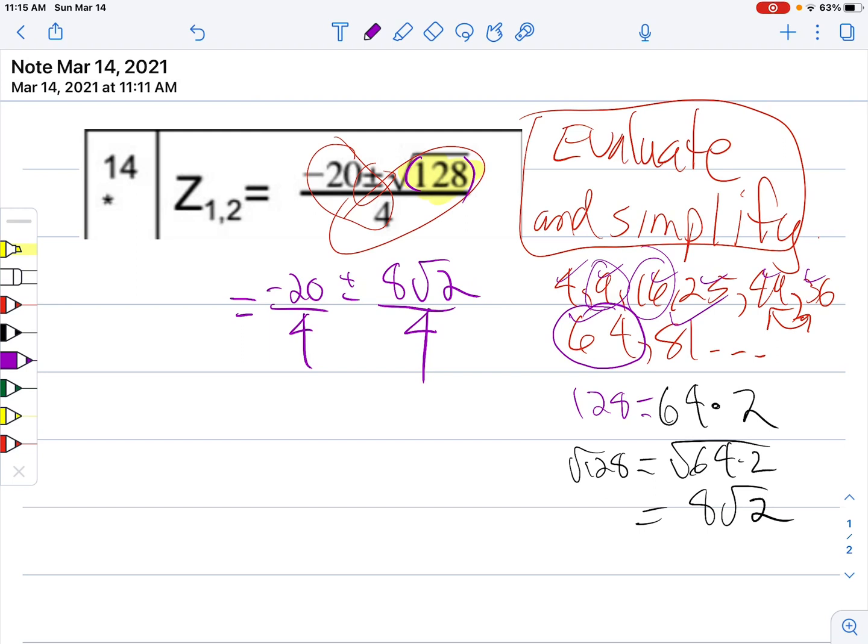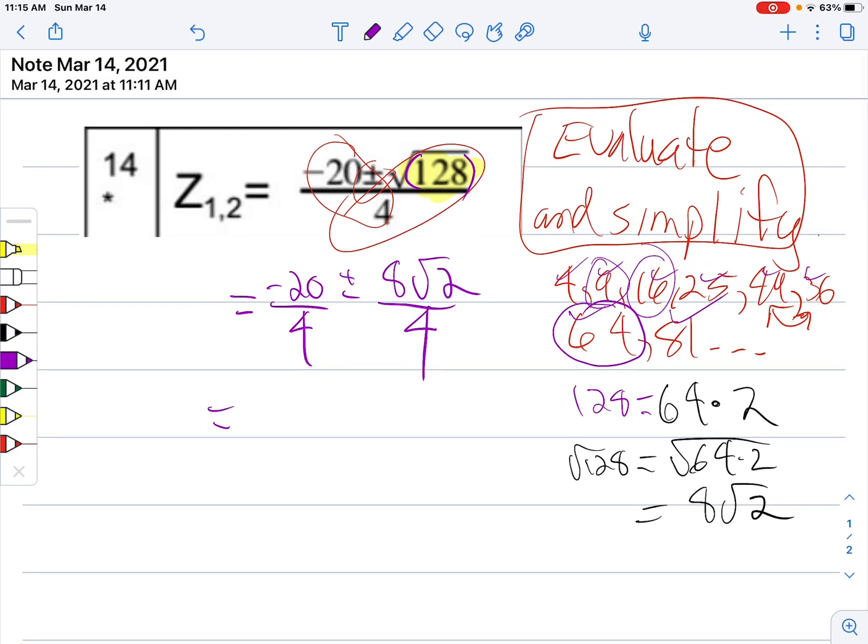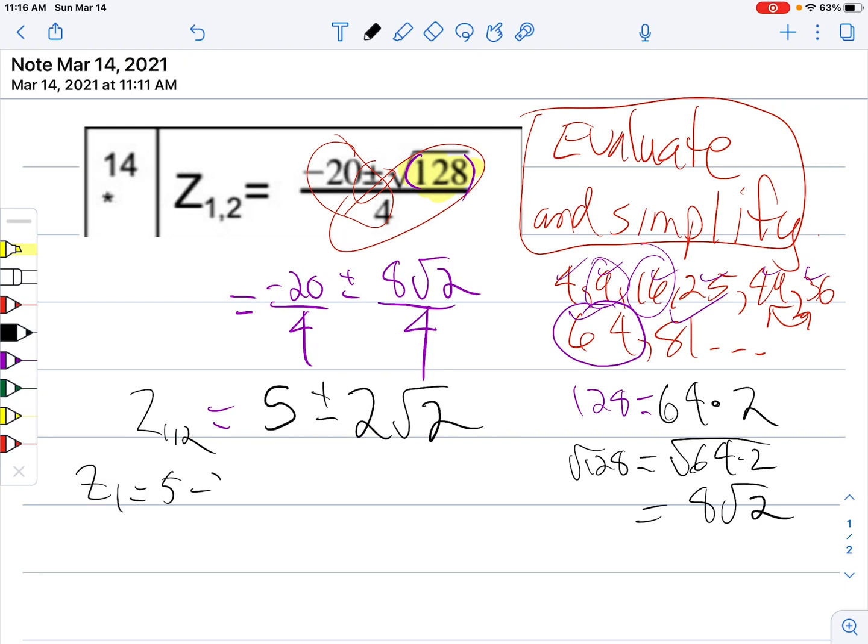And let's see if we have any simplification we can do here. Well, on this one here, 4 goes into 20 5 times. That's a 5. And then 4 goes into 8 2 times. So we're going to have plus or minus 2, and I still have root 2. And so those could be your two x-intercepts. In other words, z1 would equal 5 minus 2 root 2, and z2, the second one, would be 5 plus 2 root 2. Okay, folks, so that's your process.